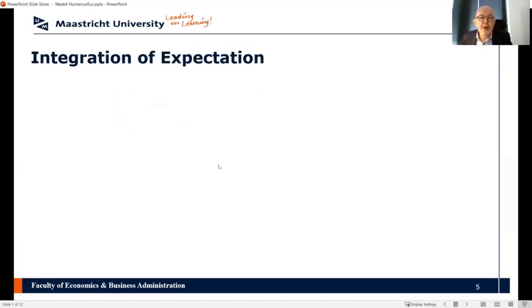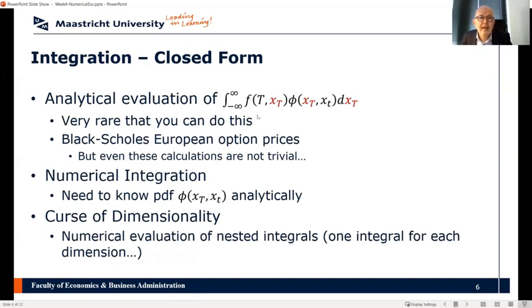Now let's start with the first block, and this is the direct integration or numerical integration of the expectation. The most direct approach is to do an analytical evaluation of this integral, where I use a little bit of shorthand notation. I know my payoff as a function of a random variable x of t, x at capital T. I know the transition density to go from the current value x small t to some future value x big T, and I just evaluate this integral in closed form.